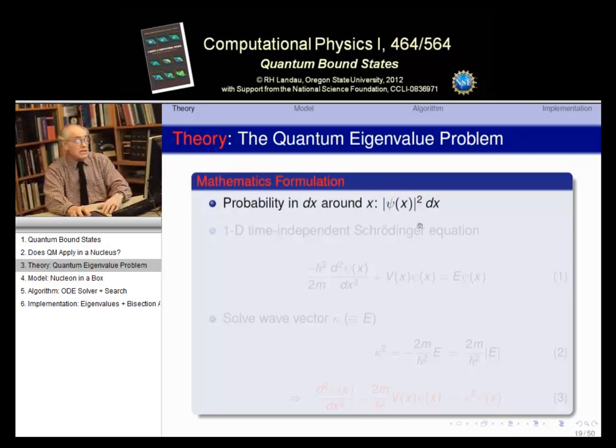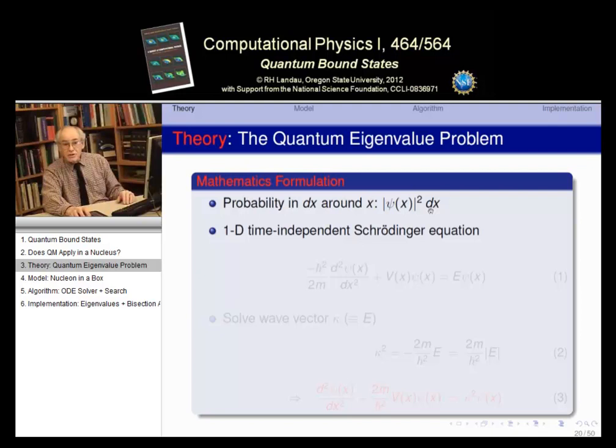So this product gives us the probability of finding an electron, or whatever mass we're solving for, inside some region of space of length dx. So psi squared is the probability density, and the probability is psi squared times dx. That's what we're solving for.